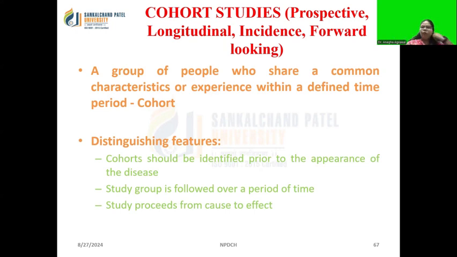The study group is followed over a period of time, and the study proceeds from cause to effect. So we identify the risk factor. We find out that this group is susceptible to that particular risk factor, not to that particular disease. The disease has not developed, but the risk factors are there. So we follow this group over a period of time, and then we find out whether, because of these risk factors, that disease develops in that particular population or not. That is the meaning of cohort study.